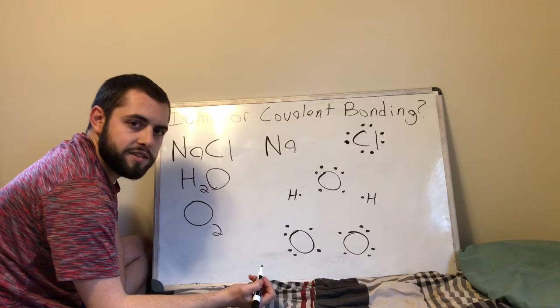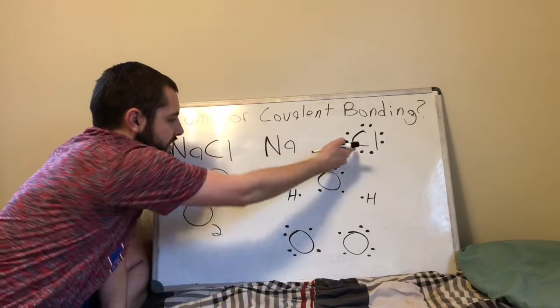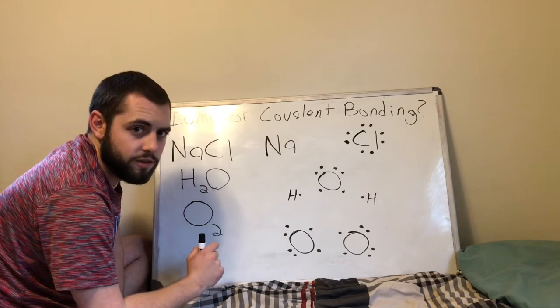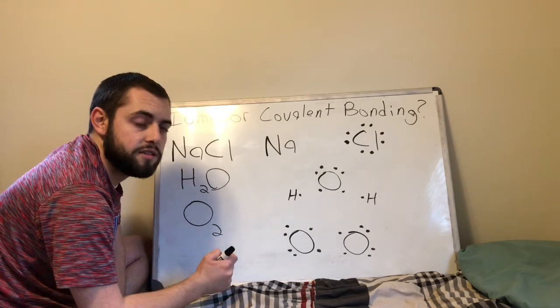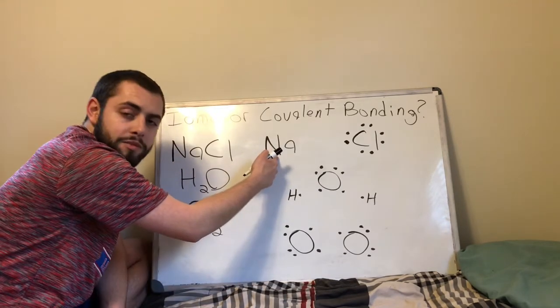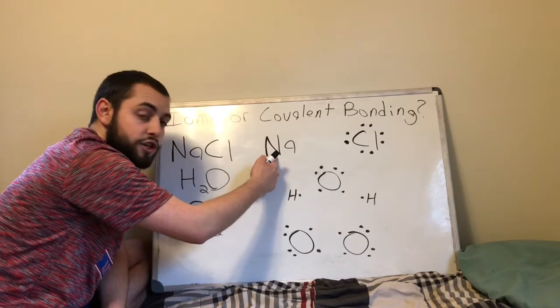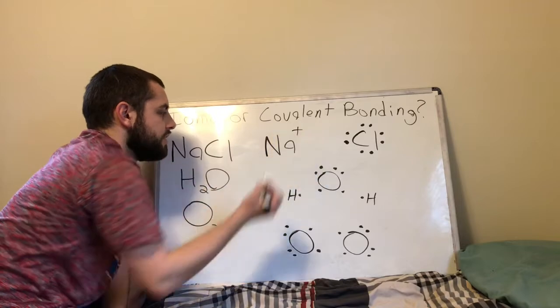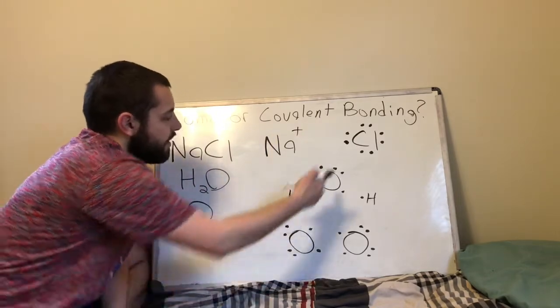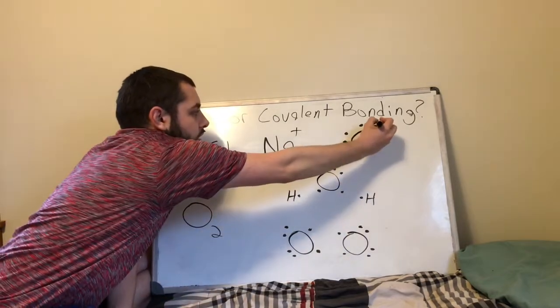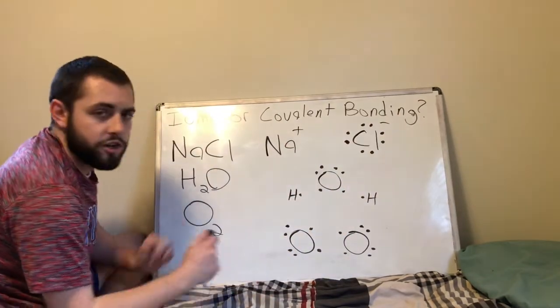Now when that happens, both of these atoms have now become ionized. We made them into ions. Sodium lost an electron, and electrons are negative. If I lose an electron, that gives me positive charge. Chlorine gained an electron, electrons are negative. Chlorine now has a negative charge.